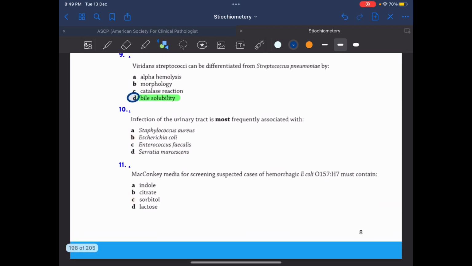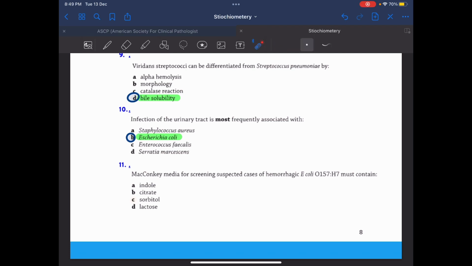Question number 10. Infection of the urinary tract is most frequently associated with Staphylococcus aureus, Escherichia coli, Enterococcus faecalis, or Serratia. The correct answer is Escherichia coli. E. coli is the most common organism isolated from urinary tract infection.